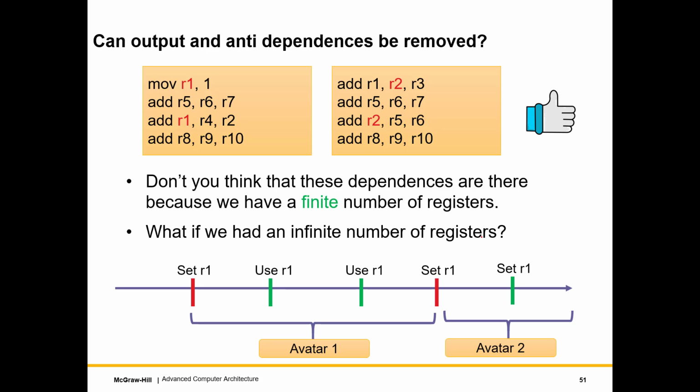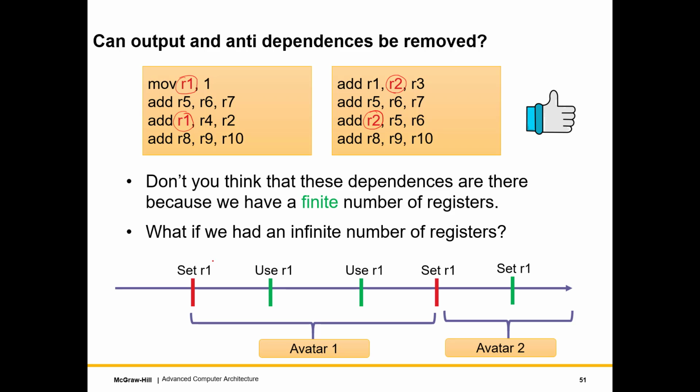So now the question is, can output and anti-dependencies be removed? What we have been arguing up till now is that they are an artifact of a finite number of registers. So let us take a look at these two examples. In the first one, we are writing to R1, as you can see. So there is an output dependence. In the second example, we have a write after read kind of situation. So we basically read from R2 and then write to R2.